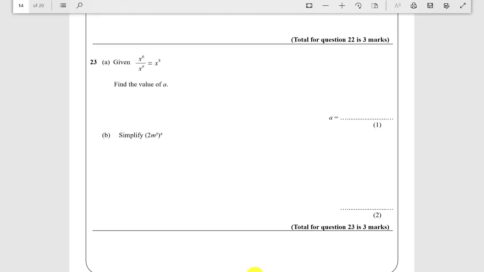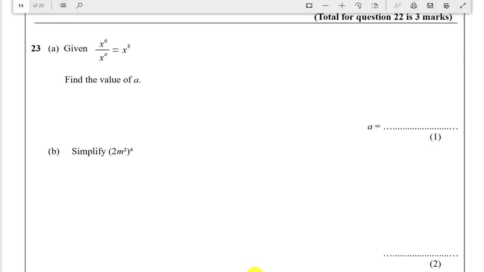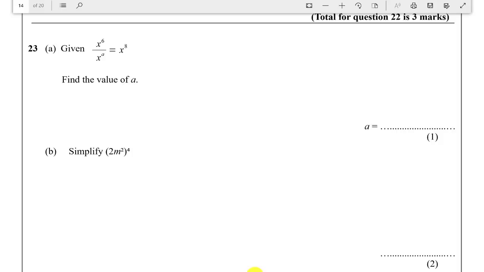Question 23a. Given x to the power of 6 divided by x to the power of a is equal to x to the power of 8, find the value of a. Zoom in a little bit. So we know that when we divide, we take away the powers. So let's simplify this bit here. x to the power of 6 take away a is equal to x to the power of 8.